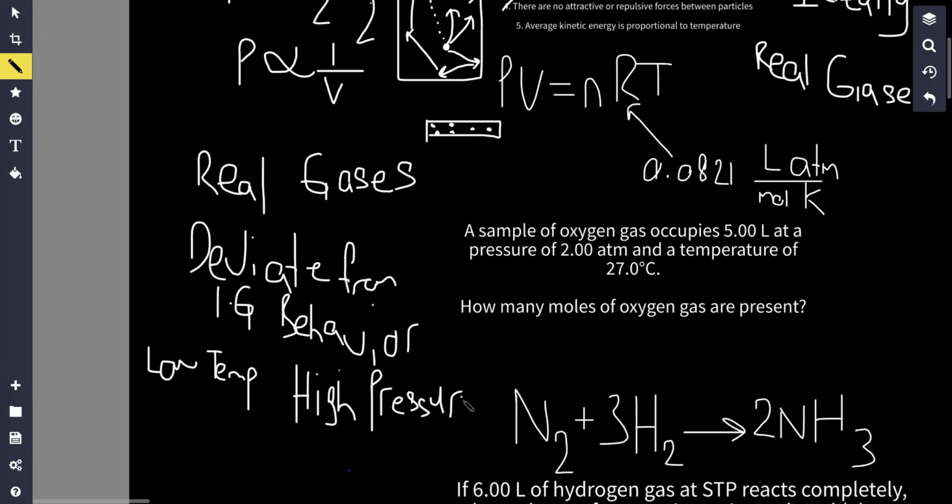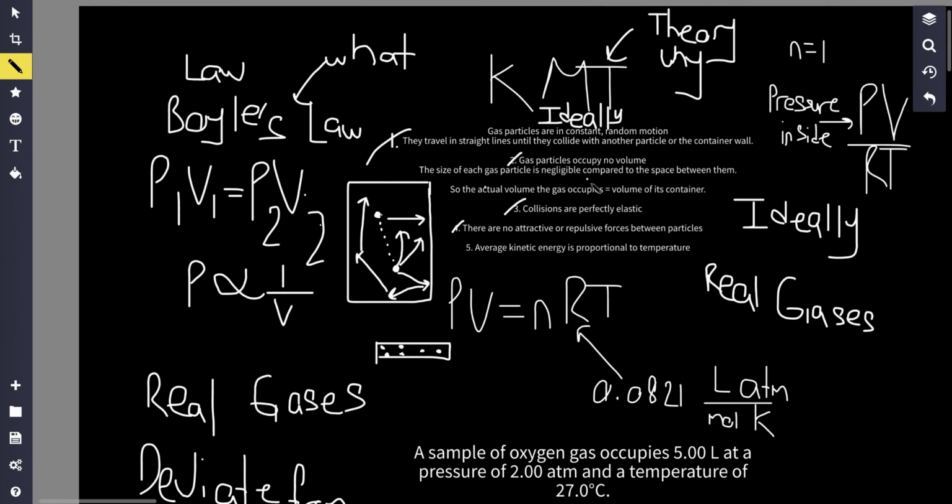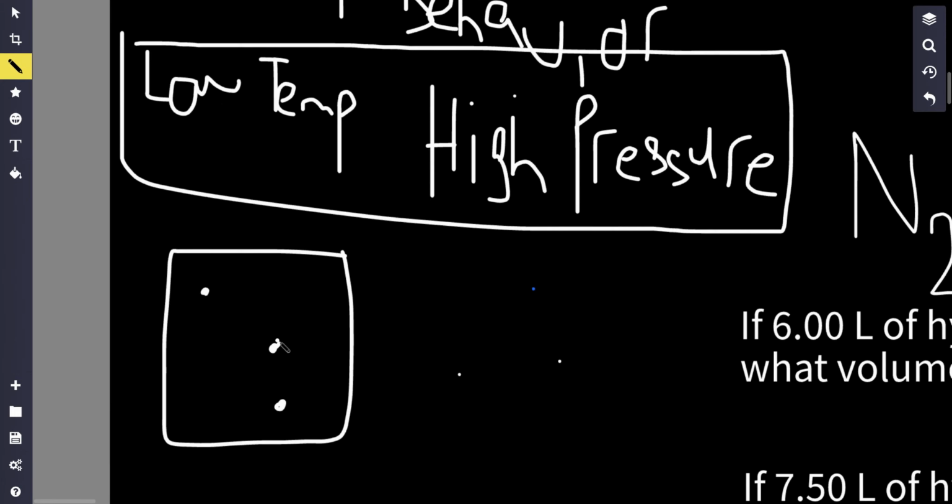Under a low temperature and a high pressure, this is when gas particles in our world deviate the most from this kinetic molecular theory. Under low temperature, our gas particles are going to be moving slower, meaning that they have more chances of interacting with each other by intermolecular forces.